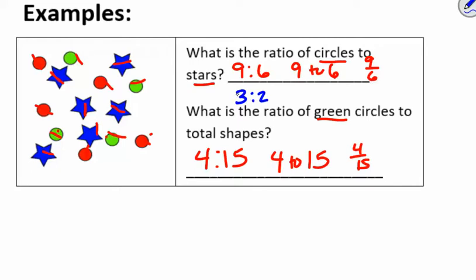Because this is the higher number, so normally in fractions, we don't want it to look like this. But the order totally matters here. This is asking for circles to stars. So in the ratio, I know that the first number represents my circles and the second number represents my stars. So the order totally matters. Yes, totally matters. Okay?